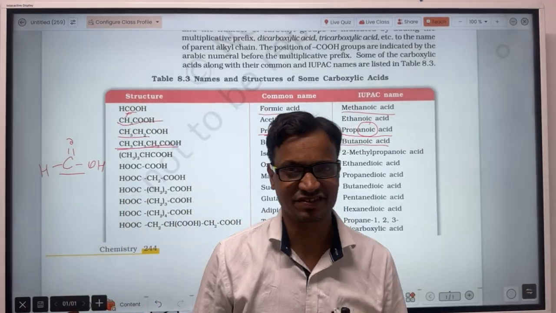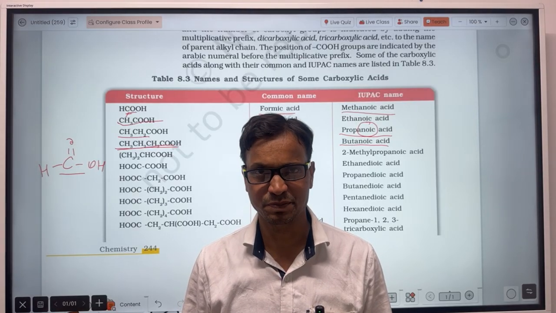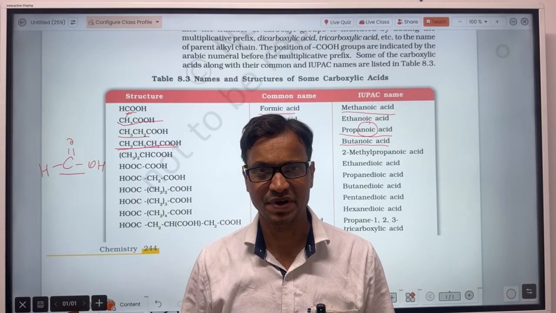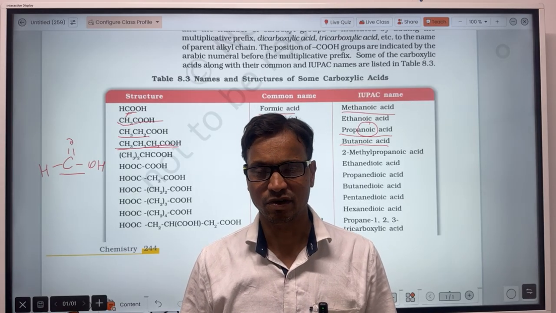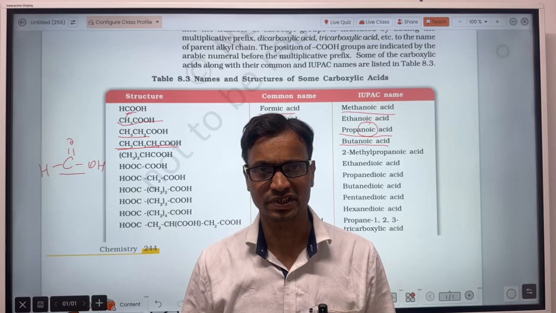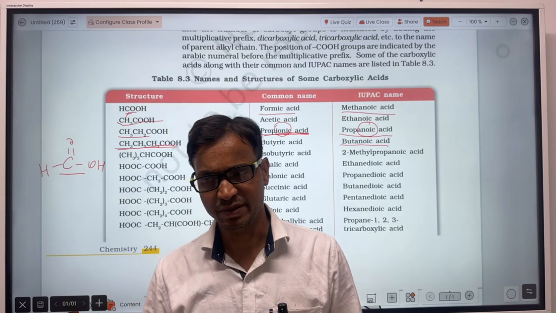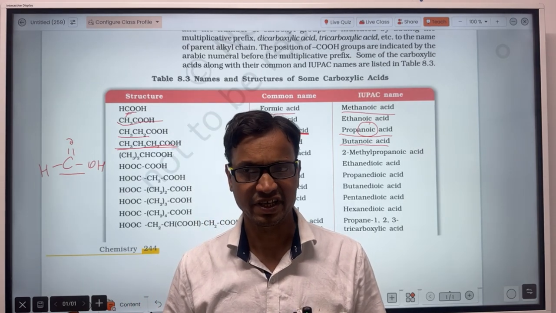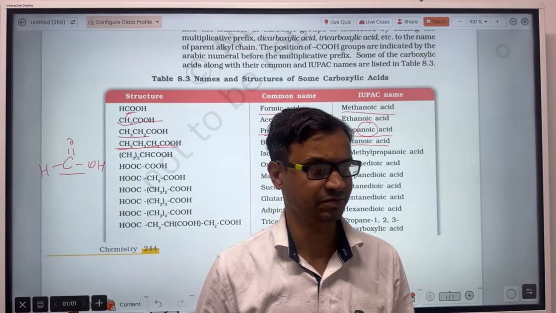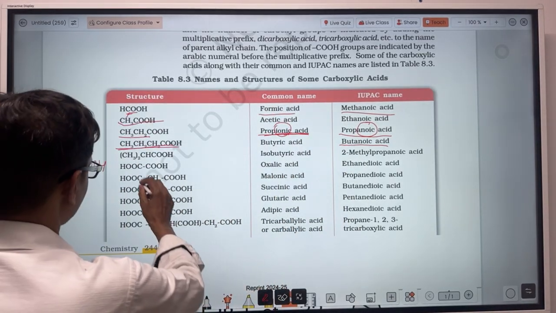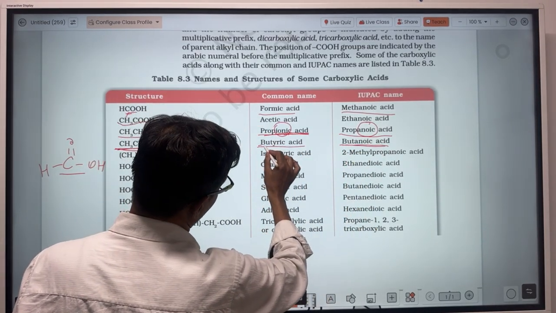And guys, I think no need to tell that the carbon of the functional group will also be counted in the main chain. As in the case of aldehyde and ketone, the carbon of the functional group was also counted in the main chain. In the same way, when we write the IUPAC name of carboxylic acids, we also have to count the carbon of the functional group. Now here 4 carbons, so butanoic acid, and the common name is butyric acid.